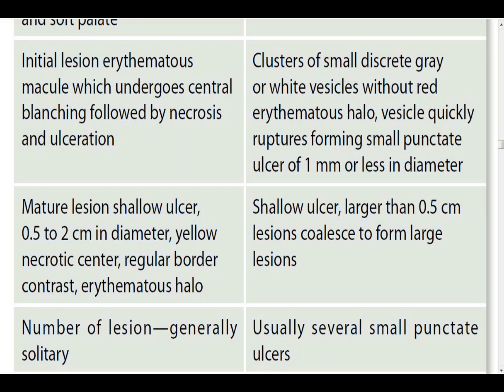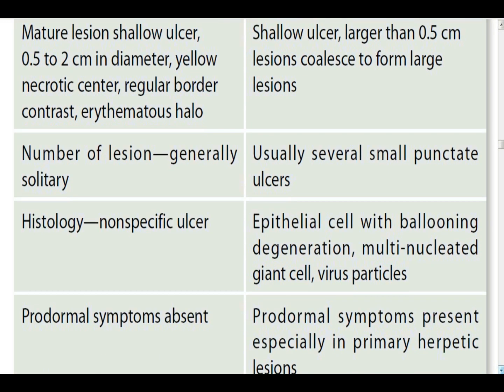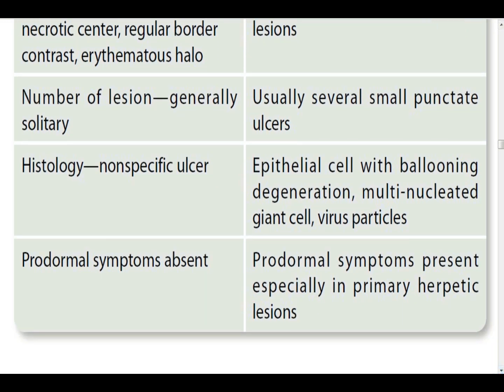Now, histology is non-specific in aphthous ulcer, whereas herpes infection shows ballooning degeneration with multinucleate giant cells. Prodromal symptoms are absent in aphthous ulcers, whereas they are present in herpetic lesions.